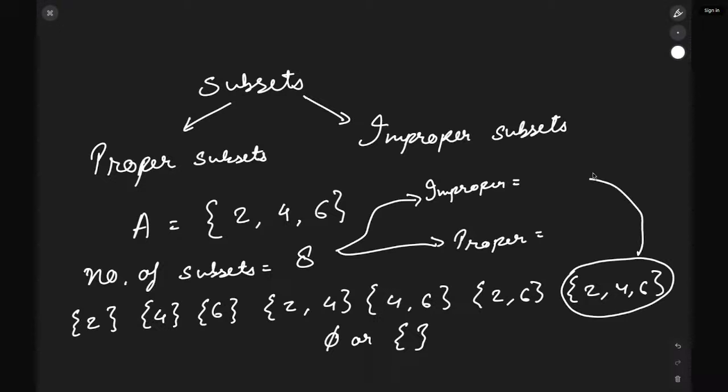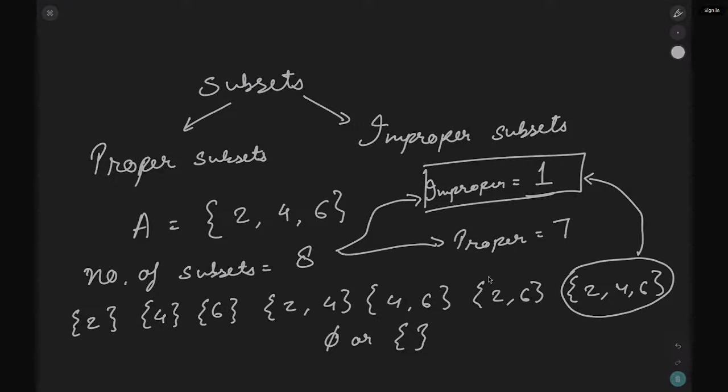Okay, let us write it down over here. So the number of improper subsets is 1. Now the remaining subsets, 7 are remaining: 1, 2, 3, 4, 5, 6, 7. These 7 are proper subsets. So what is an improper subset? An improper subset is a subset of a set which contains all the elements present in the set itself. Alright.